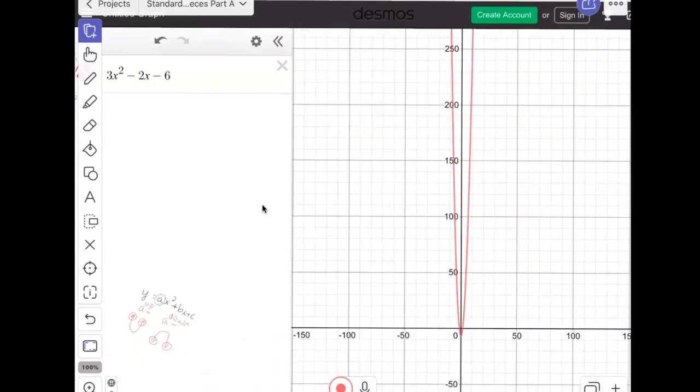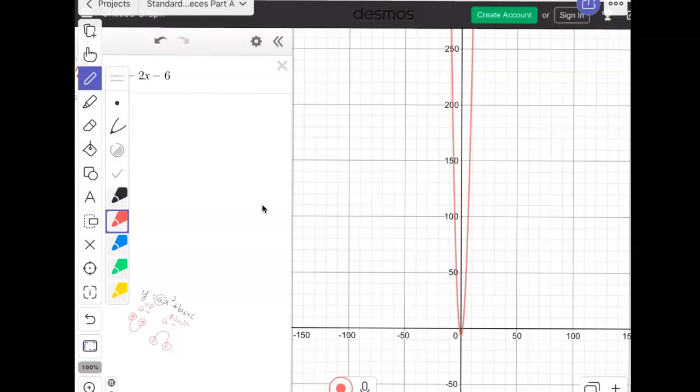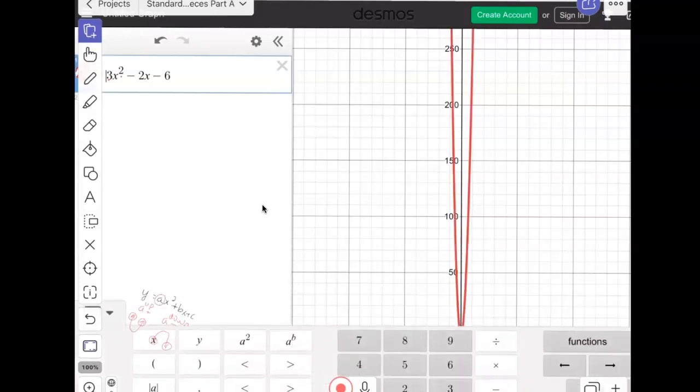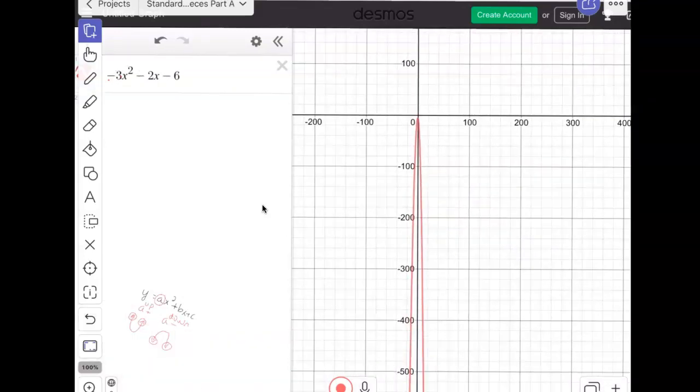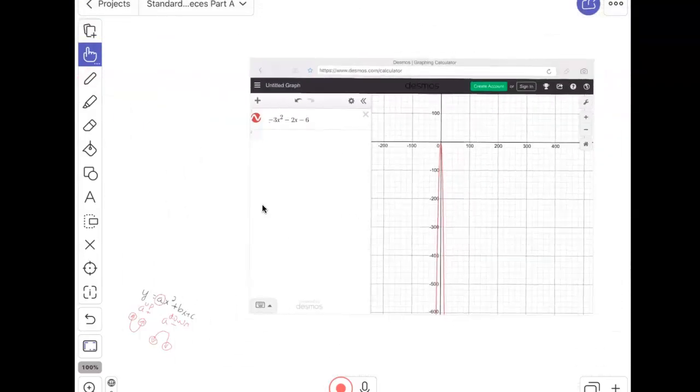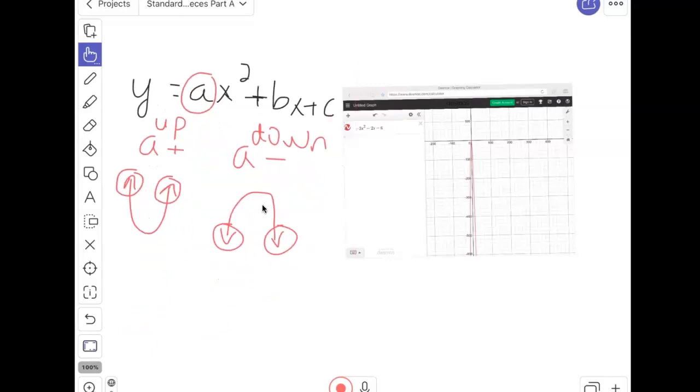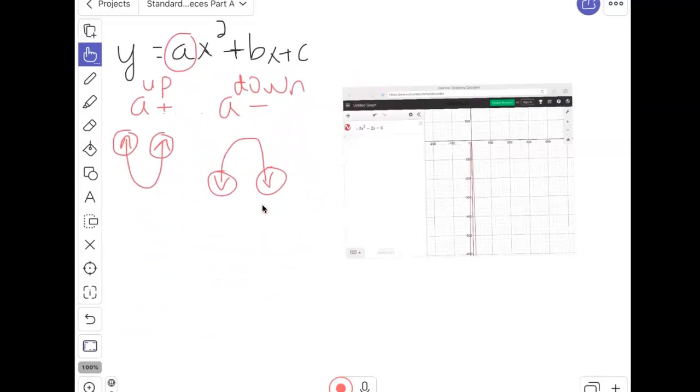Now, if I change that to a negative, if I go inside there, there we go. If I go to a negative, it looks like it disappeared, but really all it did was, if I change to a negative 3, it points down. So the thing that I wanted you guys to see here is what I said: if a is positive, the graph opens up. If a is negative, it points down.